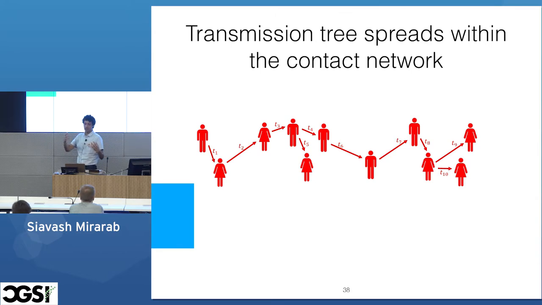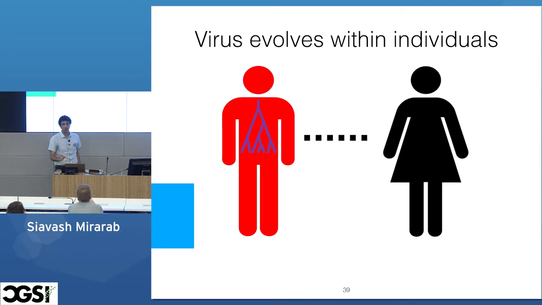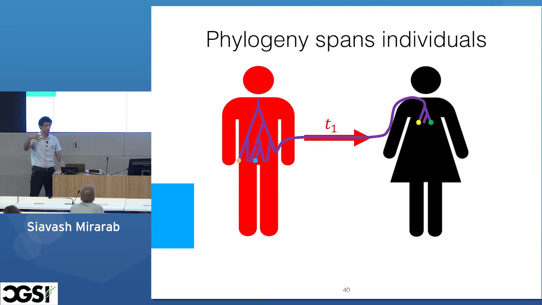And so the transmission tree is just a subset of that contact network. Now, if you take any of these transmissions, let's say that first one over there, you can think of the evolution of the HIV inside the body of the first person as a phylogenetic tree, right? So you have a phylogenetic tree inside the body of the first person. The transmission happens at the time of transmission. One branch from the first person is going to go to the second person, and now you have another phylogeny evolving in the body of the second person. So at the end, you have one phylogeny that sort of spans different people.